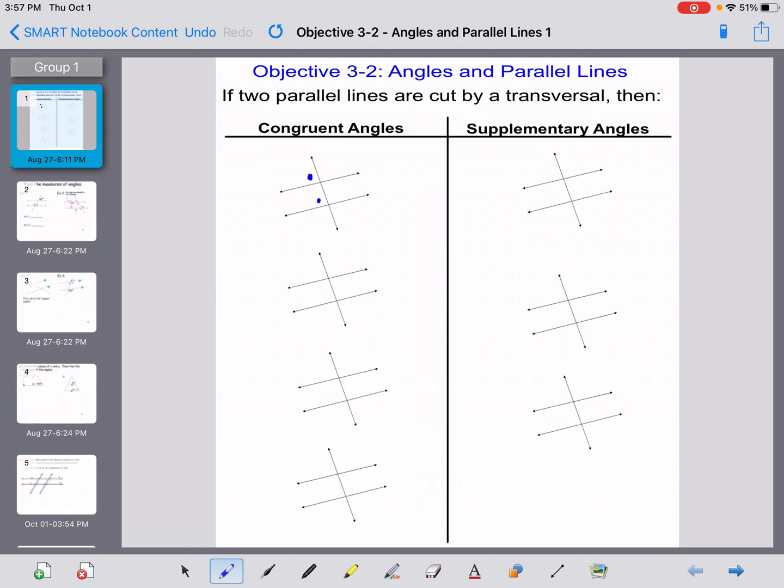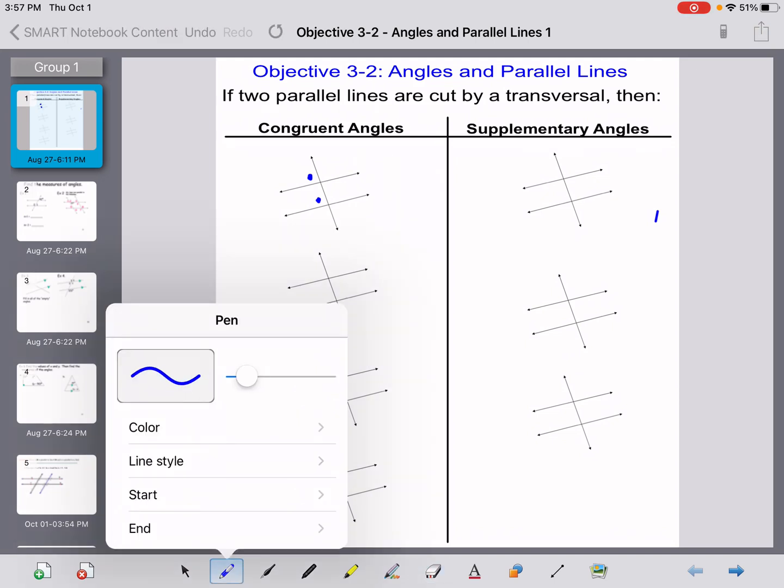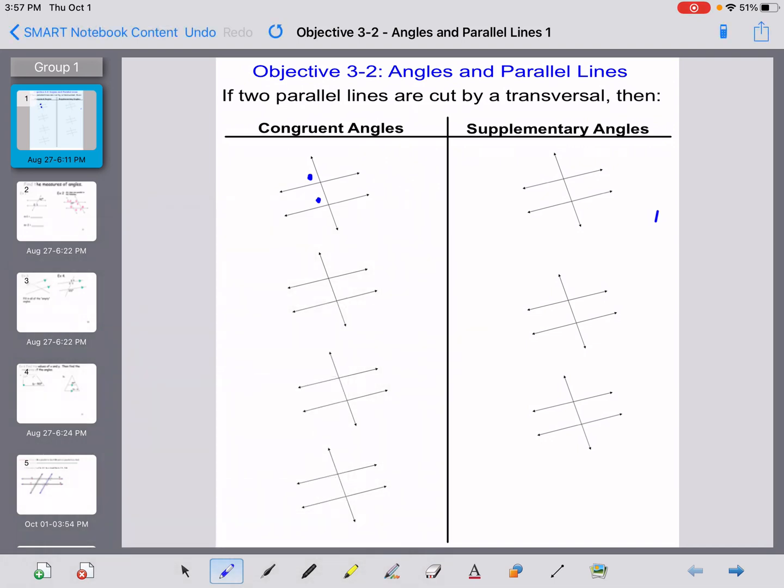angles here that were a matching pair. You remember what those are called? That's right, corresponding. Let me change my marker here just a little bit. So these were corresponding angles. So all corresponding pairs are congruent. Another one we had was here.